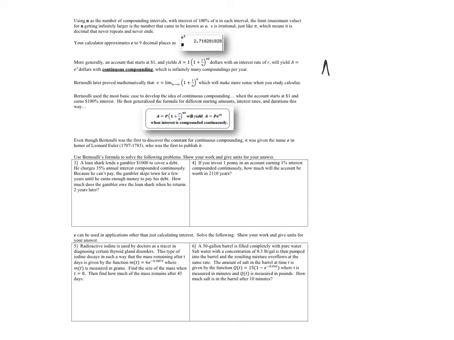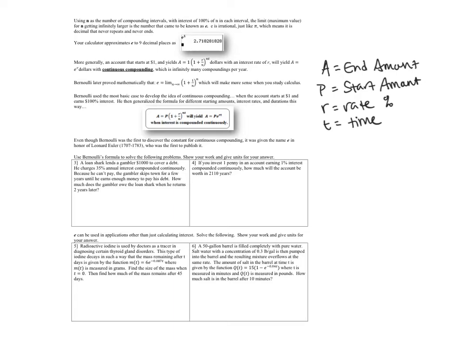Just a reminder, I'm going to write this off to the side. A is your end amount. P is your principal value or your start amount. e is just a number, so that's always going to be e. r is your rate or your percentage. And then t is going to be time, usually in years. So you're also going to hear me call this the PERT equation, just because P-E-R-T spells PERT.